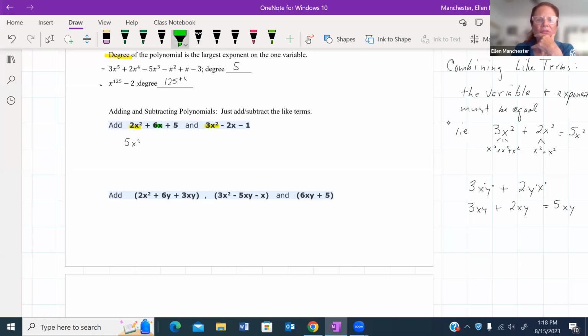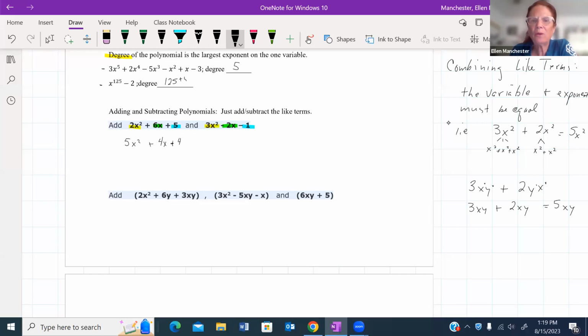Then I can see I have 6x and negative 2x. Those are also like terms. So when I combine those, 6x minus 2x gives me 4x. And then I have a constant and a constant. So when I combine those, I get 5 minus 1 is positive 4. Okay, so that is one way to do it. You just look through and you go, okay, what are like terms? And I add the coefficients, okay?